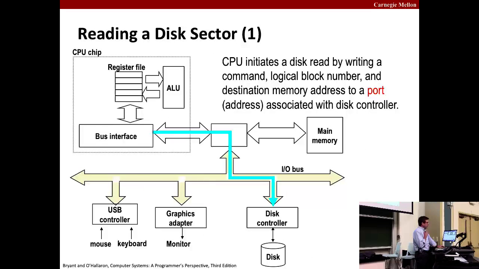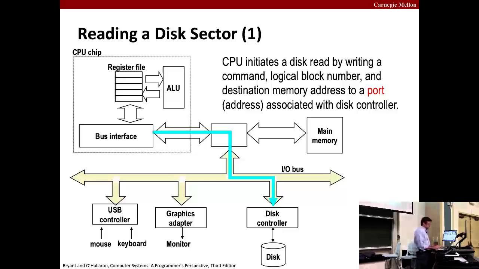Now, what happens when we want to read a disk sector? Well, the CPU initiates this read by writing a triple. So it writes 3 different values. It writes a command, like say read. It writes a logical block number, so I want to read a particular logical block. And I want to place the contents of that logical block at a certain address in memory. So it's a command, logical block number, and a memory address.